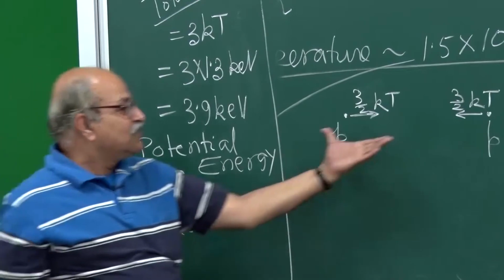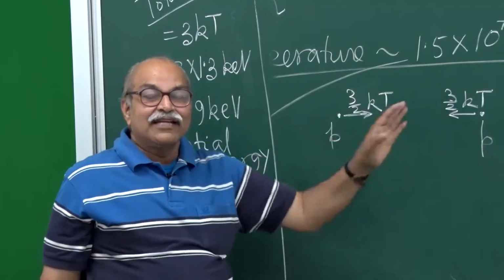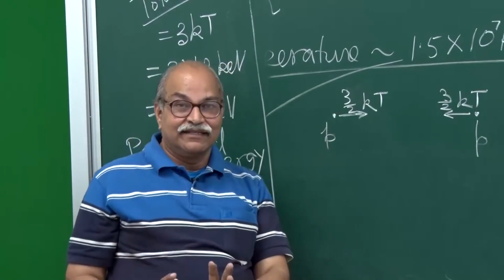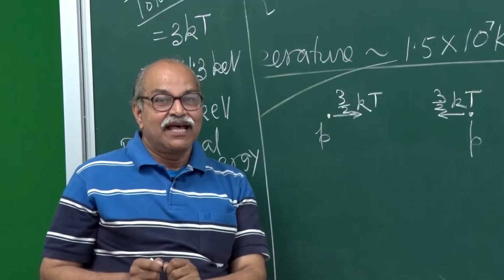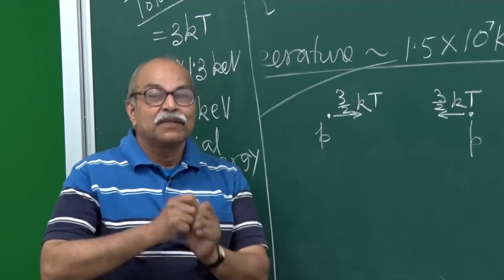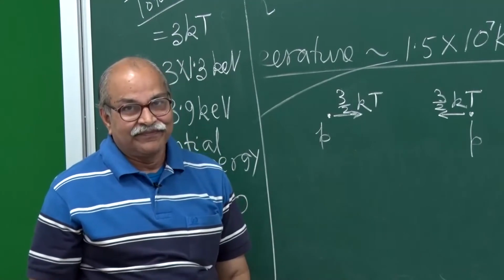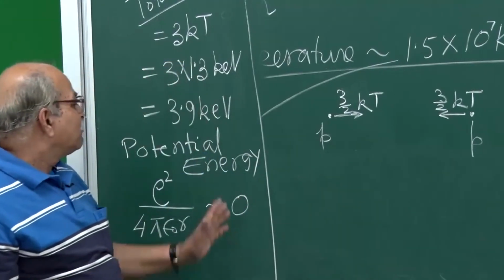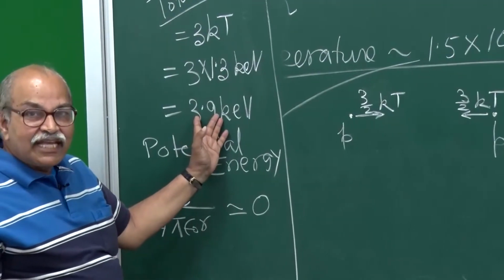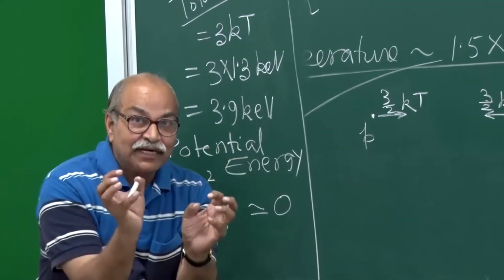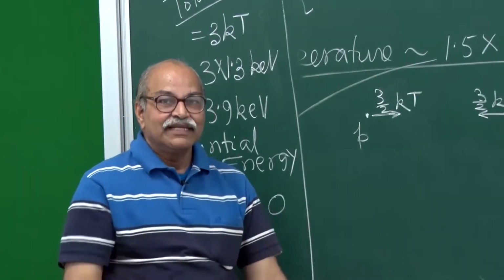So the potential energy is increasing, the kinetic energy is decreasing, and classical mechanics based on Newton's law tells me that kinetic energy plus potential energy should remain constant. So that total mechanical energy to start with is 3.9 keV. So that should remain 3.9 keV. The kinetic energy will decrease, potential energy will increase.